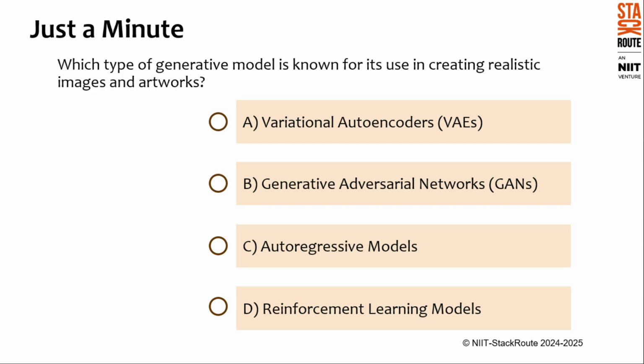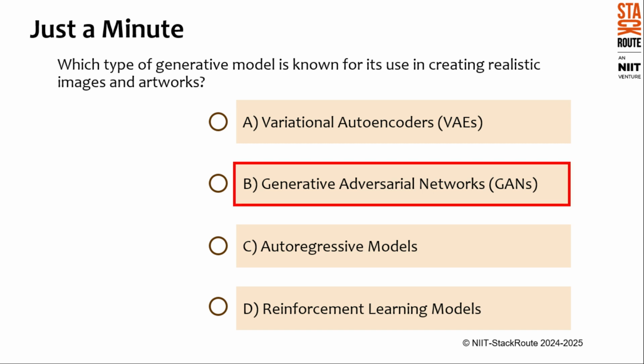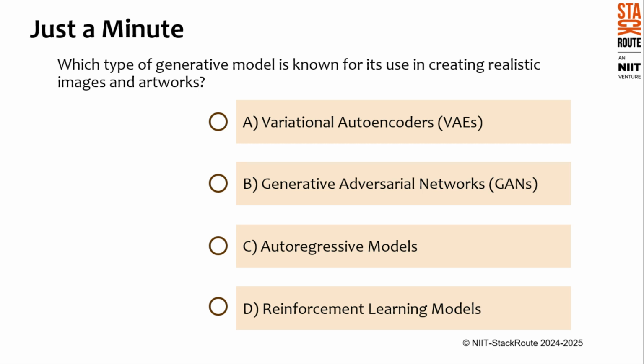Let's have another just a minute session. You can pause the video and try answering the question. The correct answer is option B, generative adversarial networks, GANs.